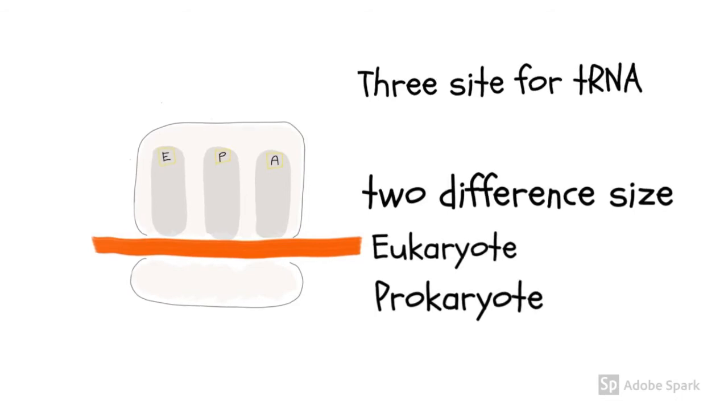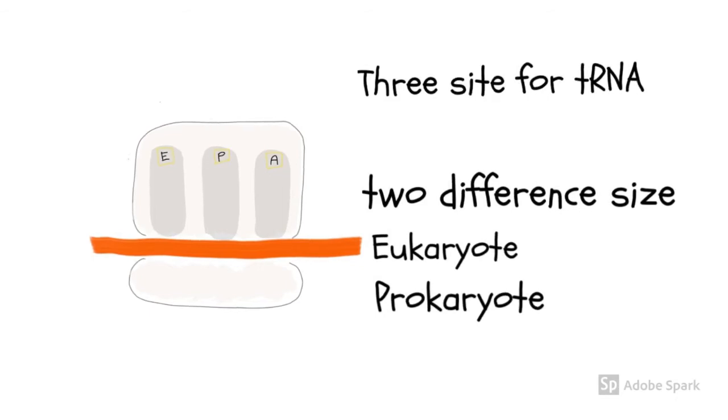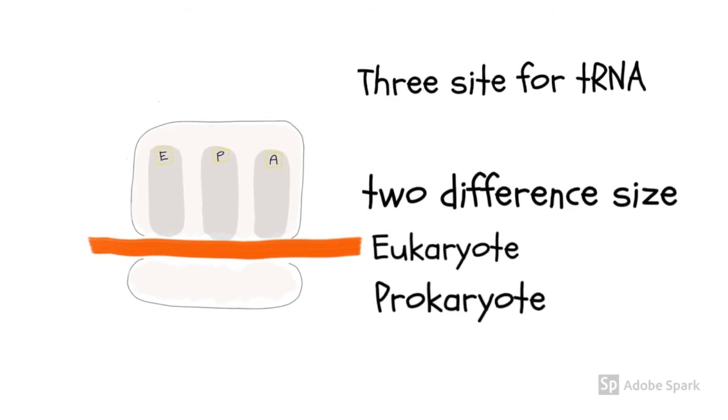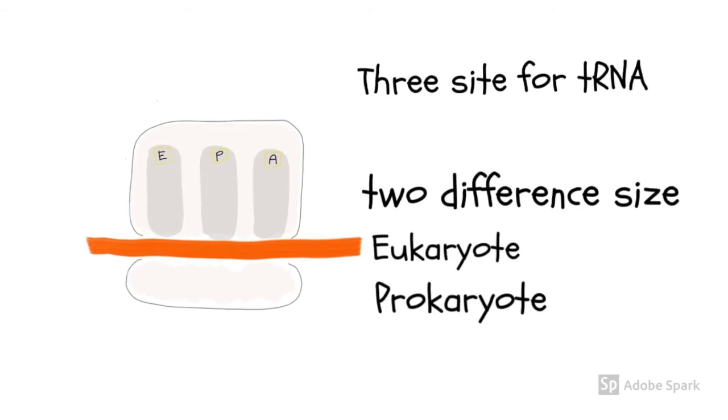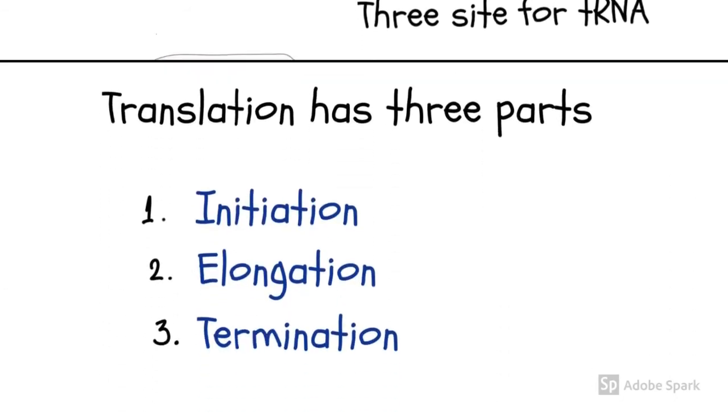The type of ribosome depends on the type of living cell that they live in. First is eukaryote, including 40S and 60S, and the other one is prokaryote, including 30S and 50S, and we call it the 70S ribosome.